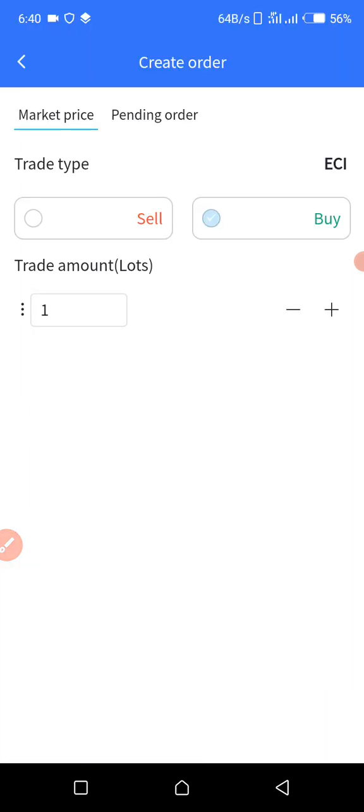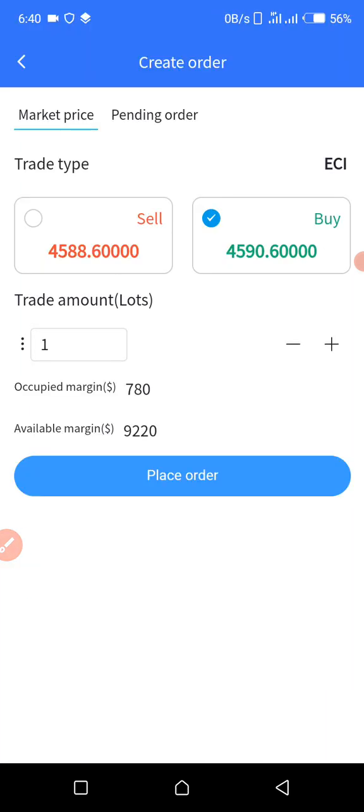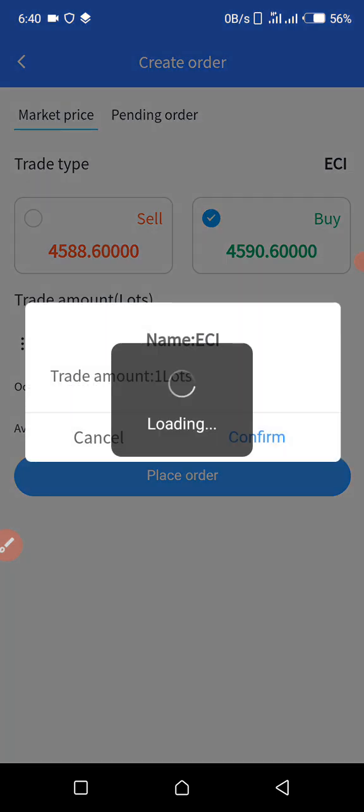The lot size you shall see at the end. So my lot size, I'm going to keep one, and I'll press the order to buy and click confirm.